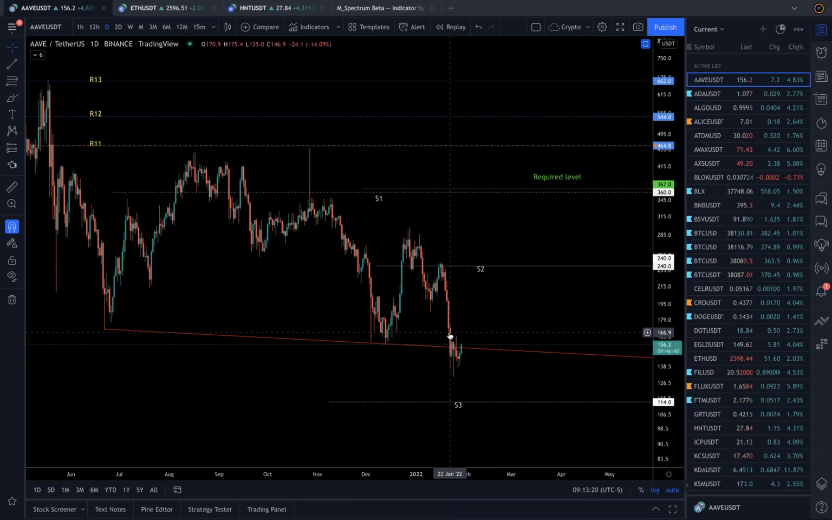Okay, one more thing. I'm going to update the required level. Right now the required levels are pretty high, because I didn't change them. Now the required level will come down, for all the coins. So right now you ignore the required level, because this is not the updated one. Probably I should have done it before the call, but not a problem.